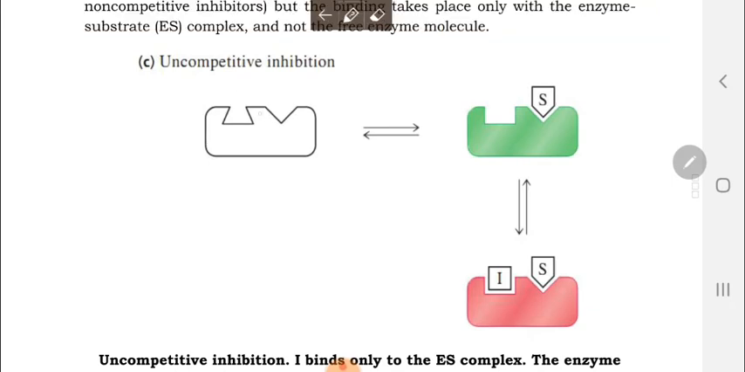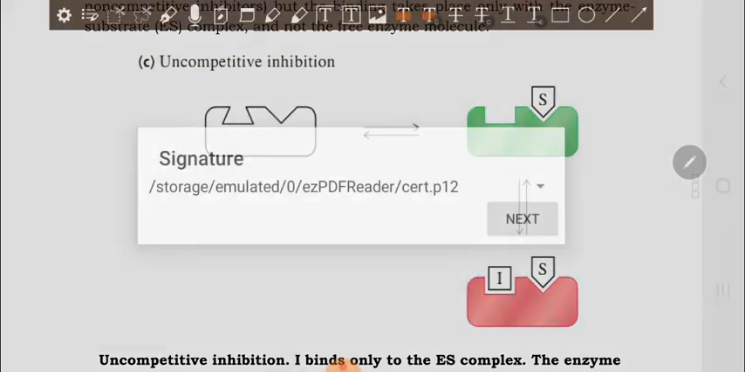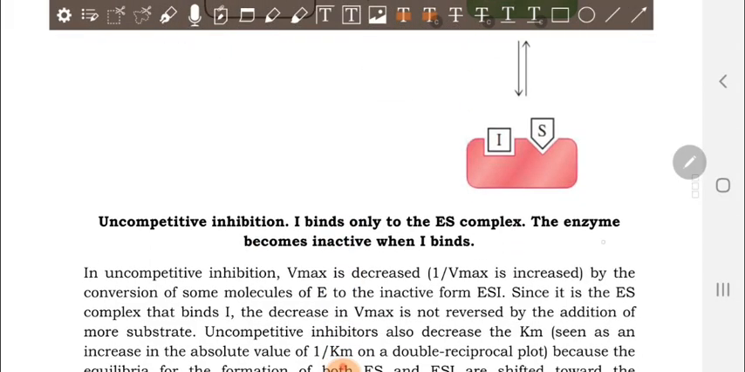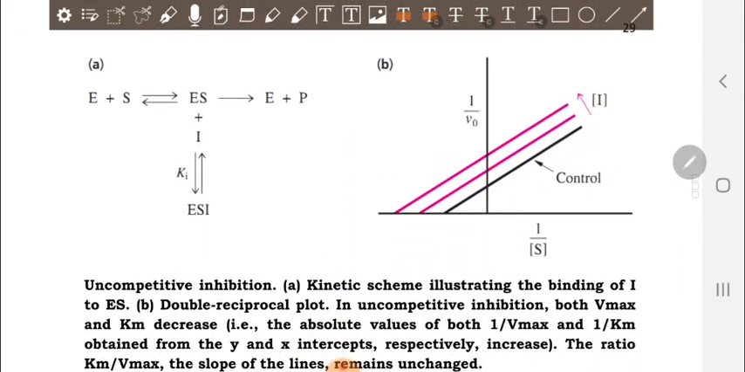Here you can see this is the inhibitor binding site. Now this is closed, and only with the binding of the substrate does this site open. Open means it will facilitate the binding of the inhibitor. So the enzyme substrate complex is a must for the formation of the inhibitor complex. Okay, simple. Then we can come to the kinetics part.